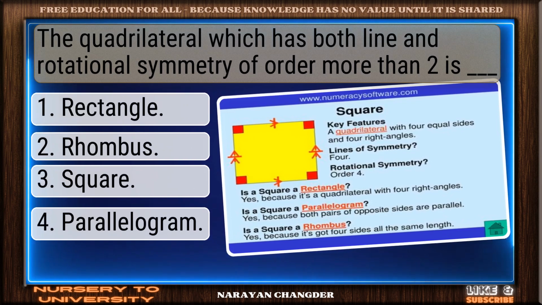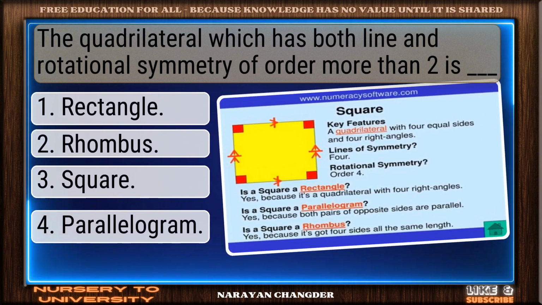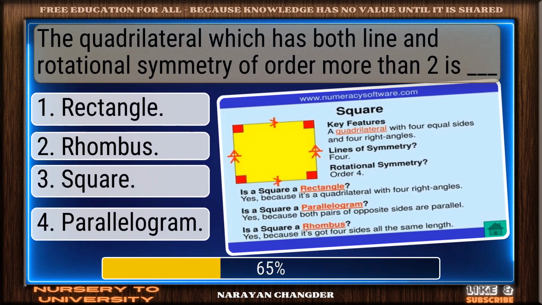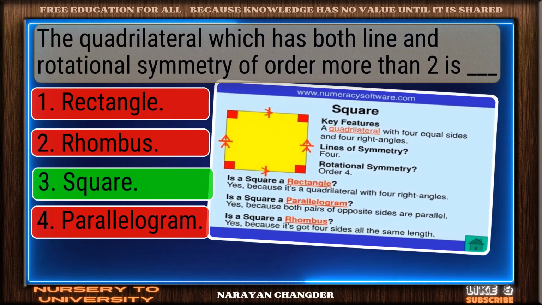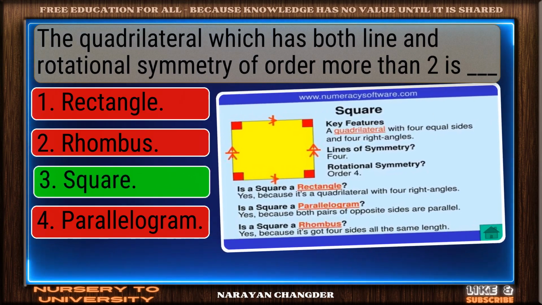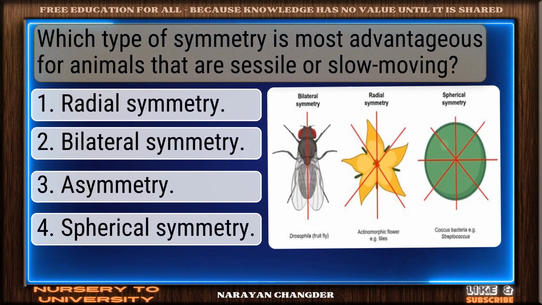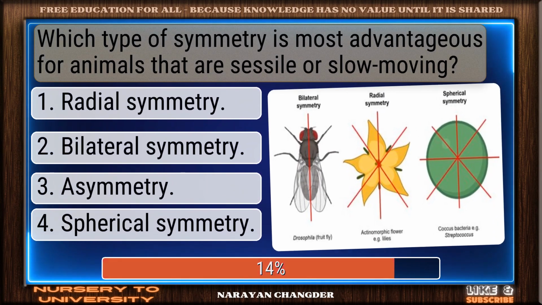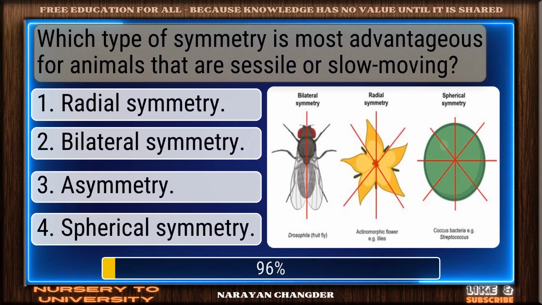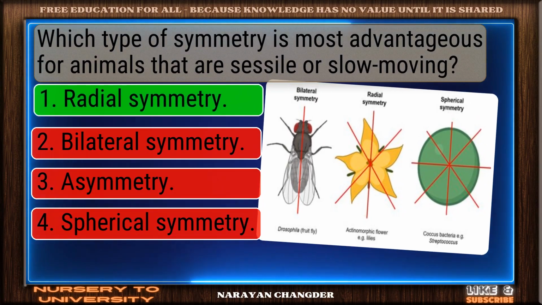The quadrilateral, which has both line and rotational symmetry of order more than 2, is dash. Clear logic. Your choice square is sound and 100% true. Which type of symmetry is most advantageous for animals that are sessile or slow-moving? Well done. Radial symmetry is the right choice.